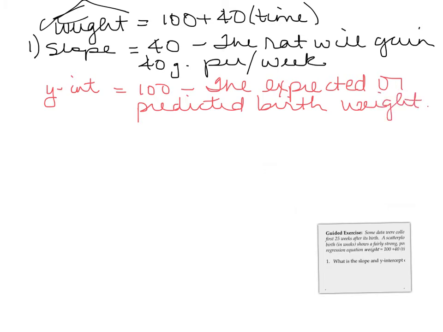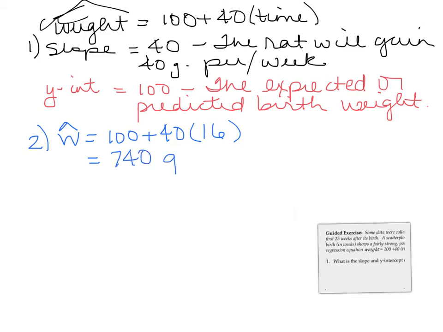All right. Question number 2 says, predict the rat's weight after 16 weeks. Okay, well, weight hat is 100 plus 40, and we want to know after 16 weeks, so we're just going to plug in 16. And if you do that math out, you get 740 grams. Okay, 740 grams. I don't really know how big that is in real life, but that seems to be something that completely makes sense.